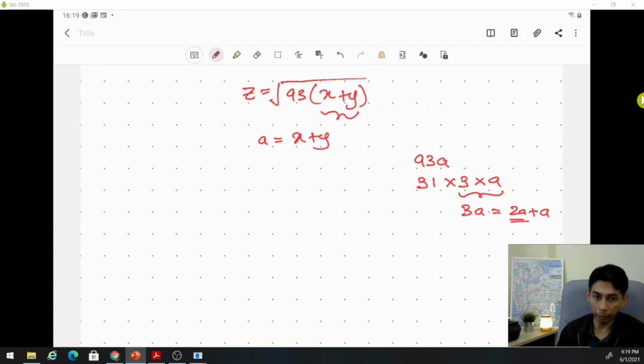And we can get 2A by using shift, multiply by 2, because 2A is multiplied by 2. And we are allowed to use adder, should be no problem. So 2A plus A is now B. So we can have B equal to 2A plus A. All right, so this will be 31B, because this one is B now.